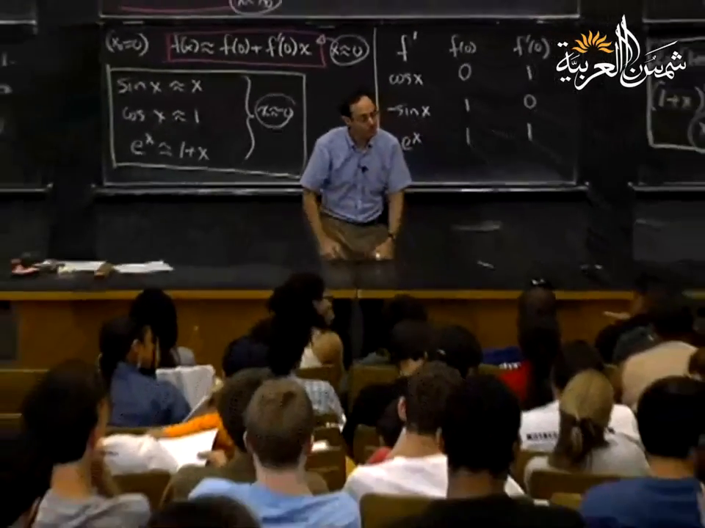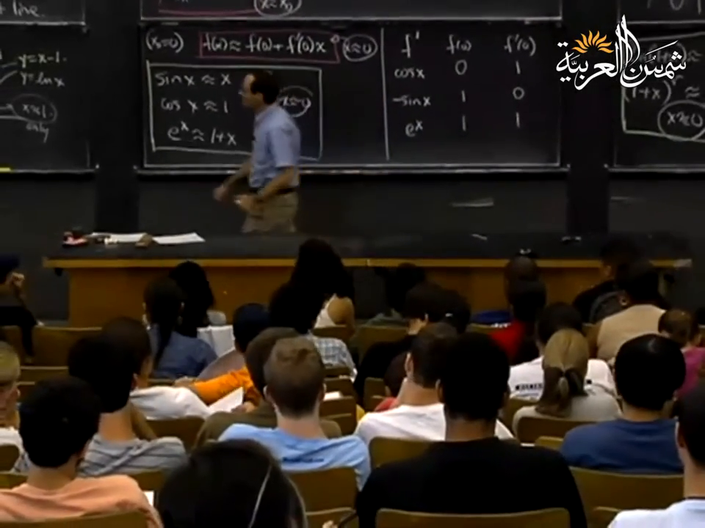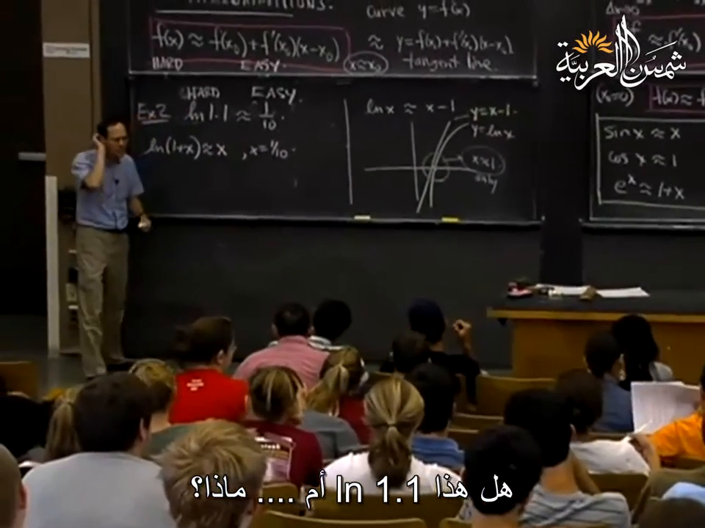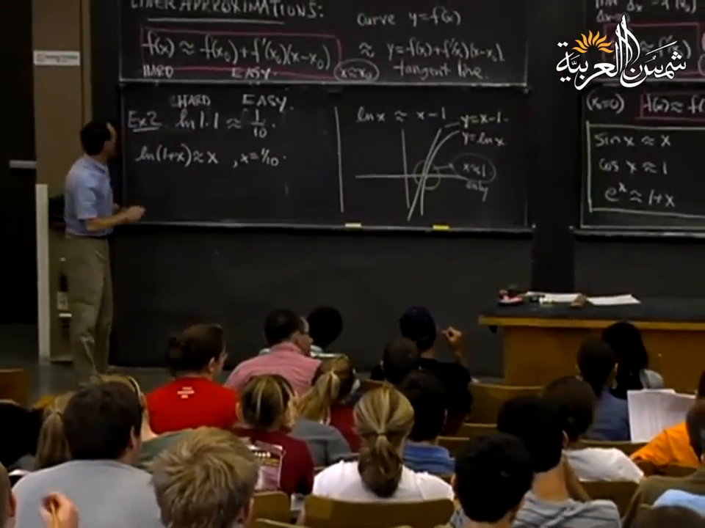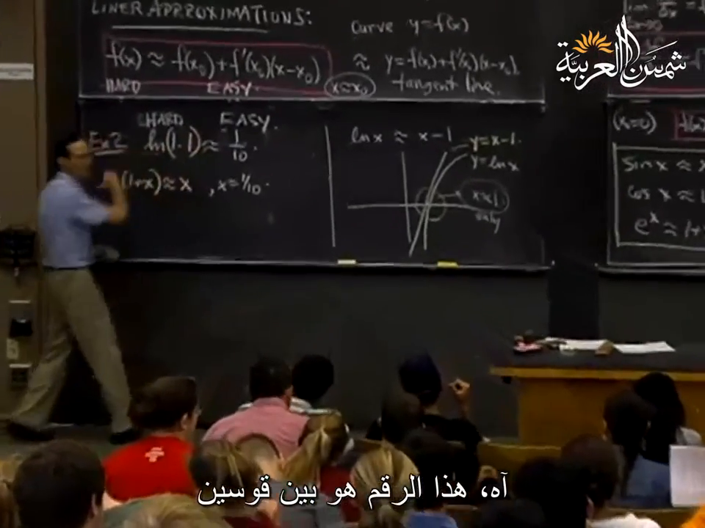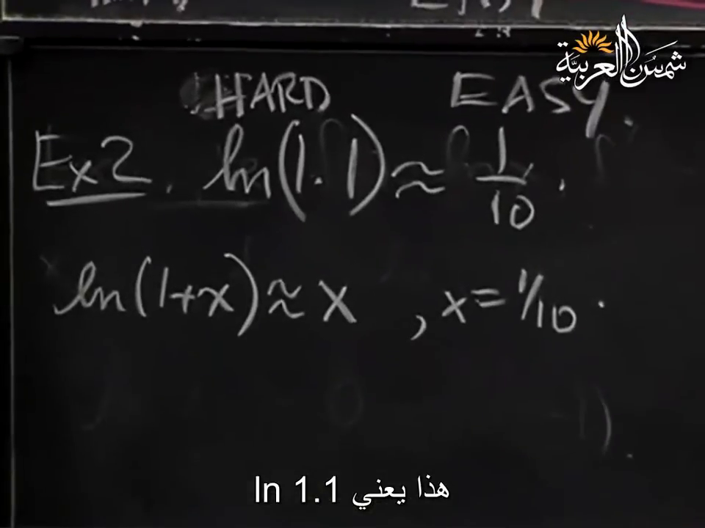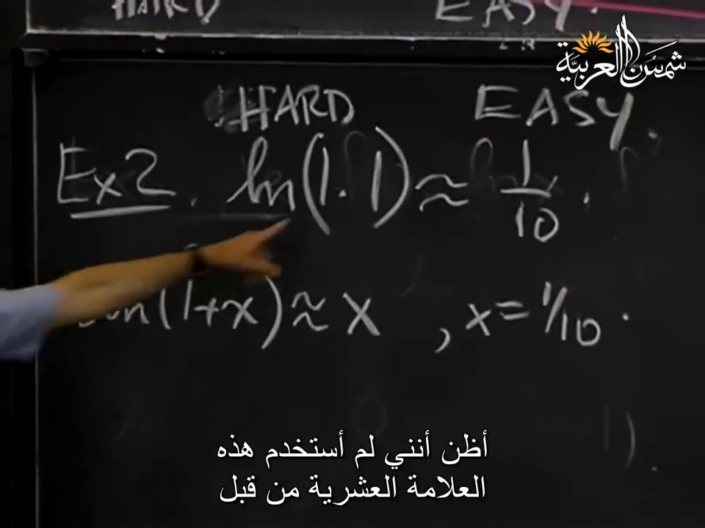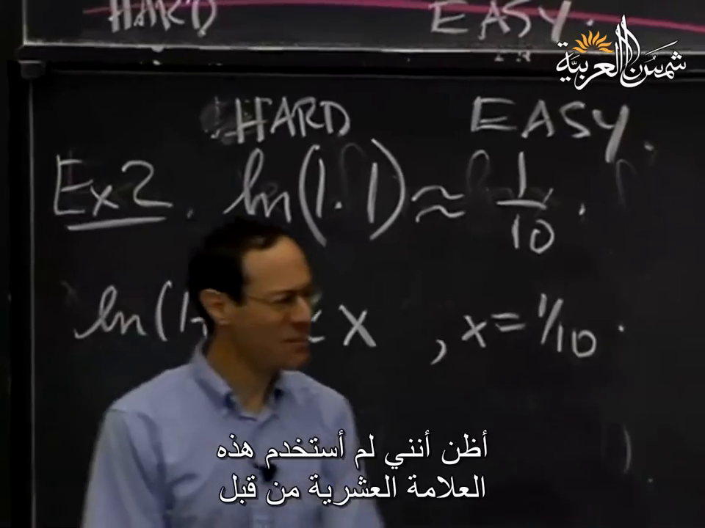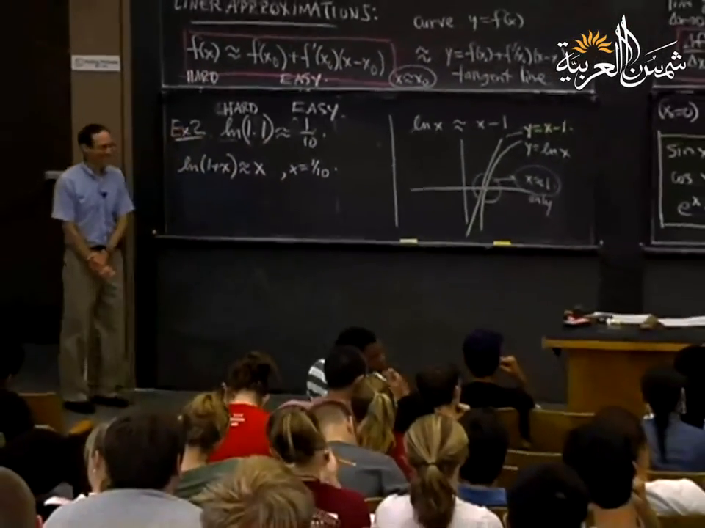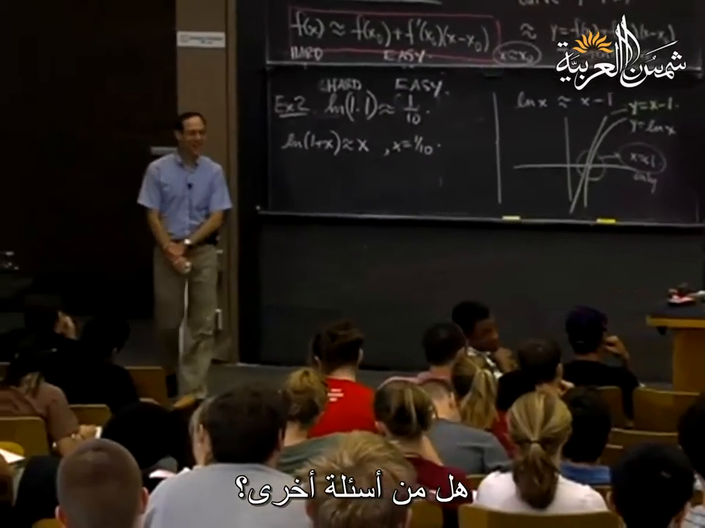Yeah? Is that ln of 1.1 or ln of 1? Is this ln of 1.1 or what? This is a parens there. It's ln of 1.1. It's the decimal number, right? I guess I've never used that before, a decimal point, have I? I don't know. Okay. Other questions?